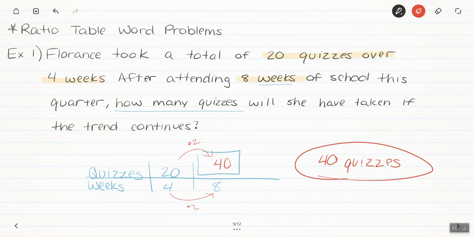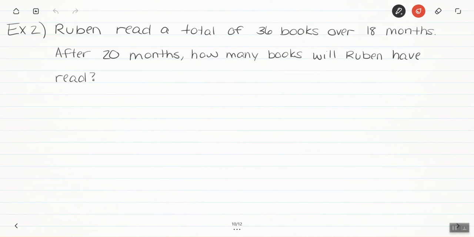So this is just like what we did last time. We took the ratio, the first part of the problem, put it in the ratio table, and then we expanded it going forward doing that equivalent fraction. Now we're going to make it a little bit trickier today. So here's your second example. Go ahead and take a pause if you need to.